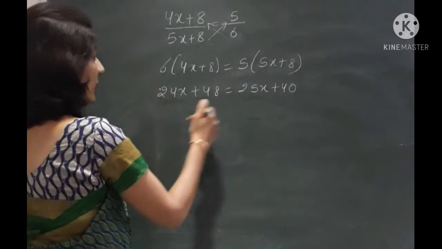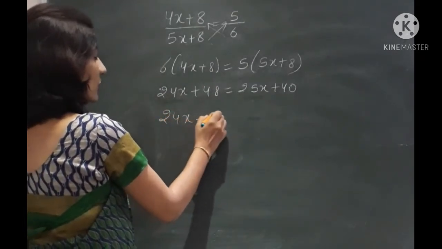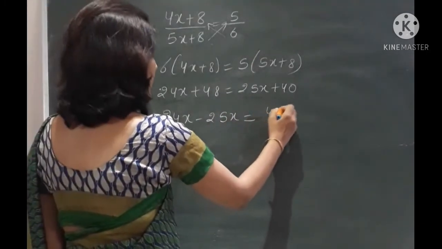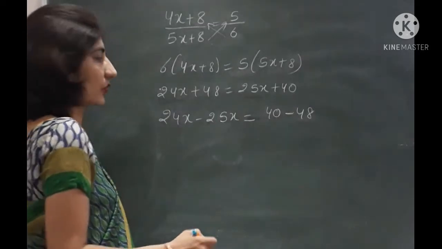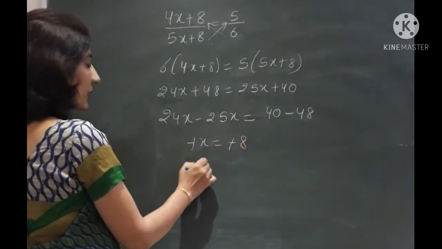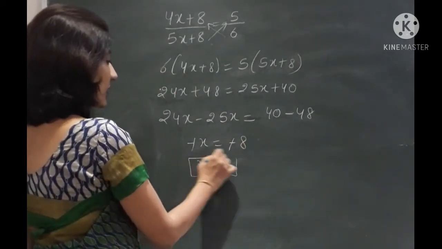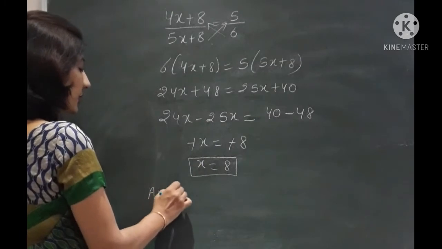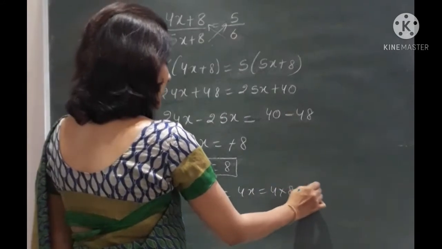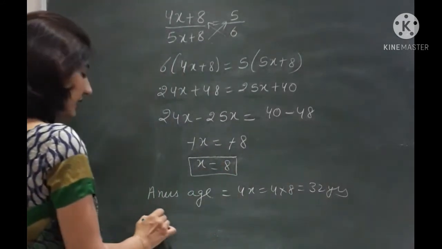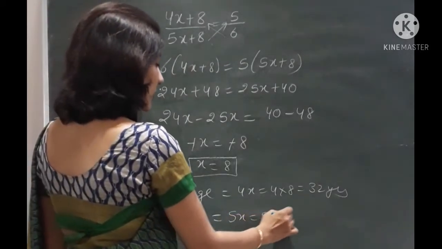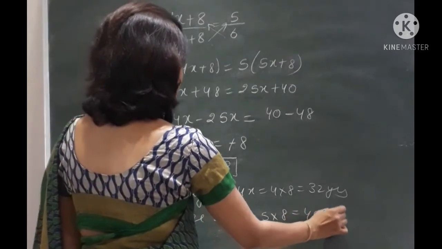Now 24x and 25x. You will transpose 25x to left hand side, it will become minus 25x, and plus 48 to right hand side, it will become minus 48. So subtract this, you will get minus x equals to minus 8, minus minus cancel, the value of x is 8. X is 8 means Anu's age will be 4x, that is 4 into 8 equals to 32 years, and Raj's age will be 5x, that is 5 into 8 equals to 40 years.